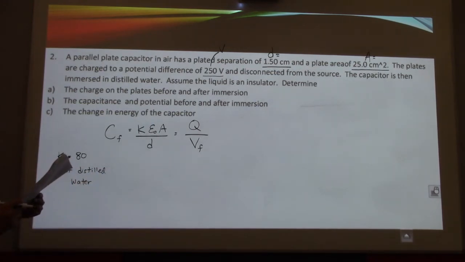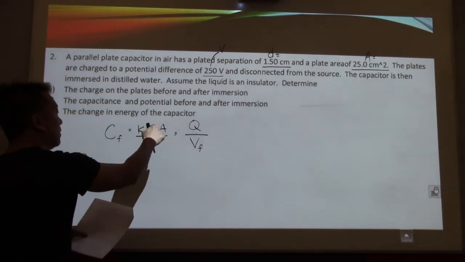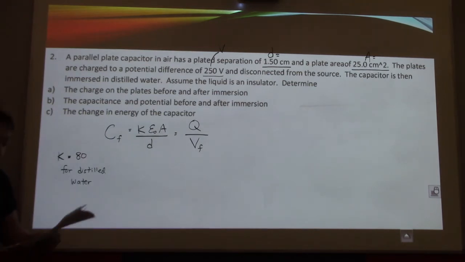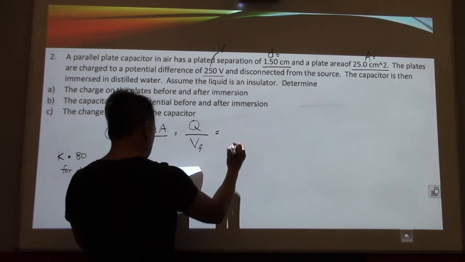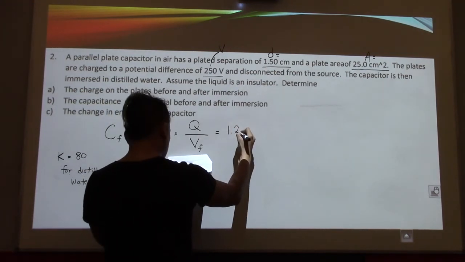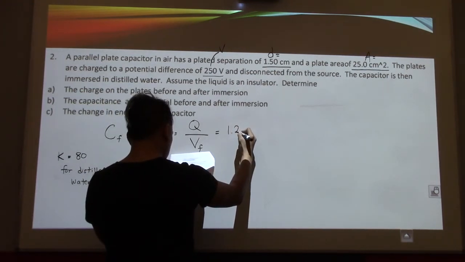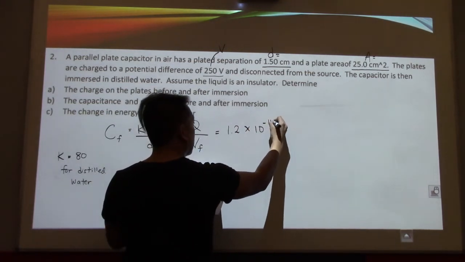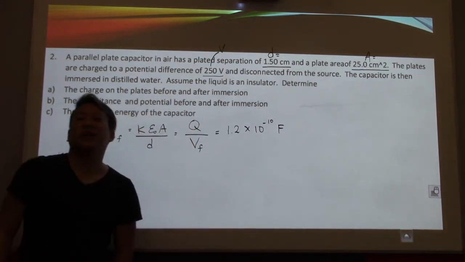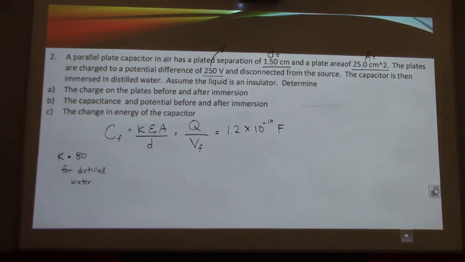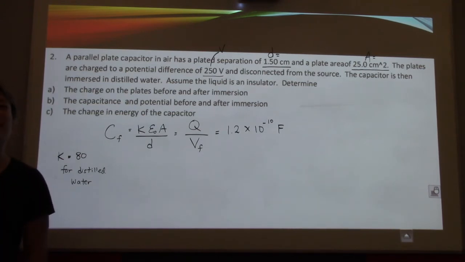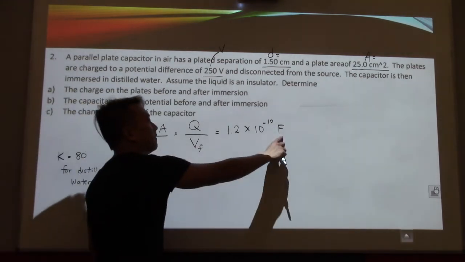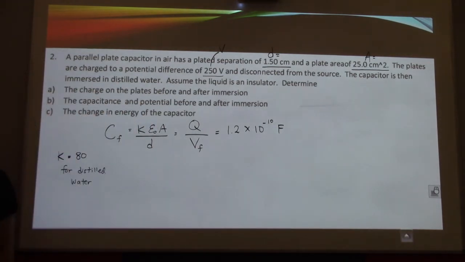The dielectric constant for distilled water, I believe, is 80. Okay. And so if you look at the capacitance, we know epsilon naught, we know A, we know D, we know K. We looked it up online or on the table, and you're going to get 1.2 times 10 to the minus 10 farads. And this is where I want to introduce the units of capacitance: farads, in honor of Michael Faraday, who contributed a lot to electromagnetism. So we use F, farad, to denote the units of capacitance.